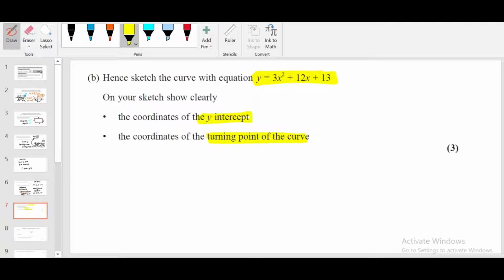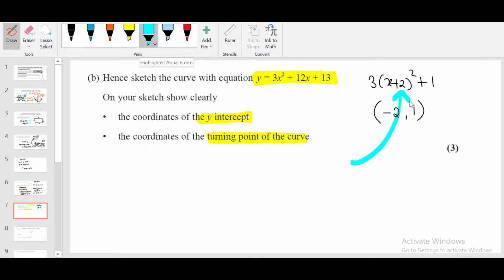In part A, we got this actually, 3 times (x plus 2) whole squared plus 1. Using this, you can find the turning point easily. Minus 2, 1 is the turning point. Always remember, the number inside the bracket, change the sign of it, and the number standing all alone, take it as it is. That's the coordinates of the turning point.